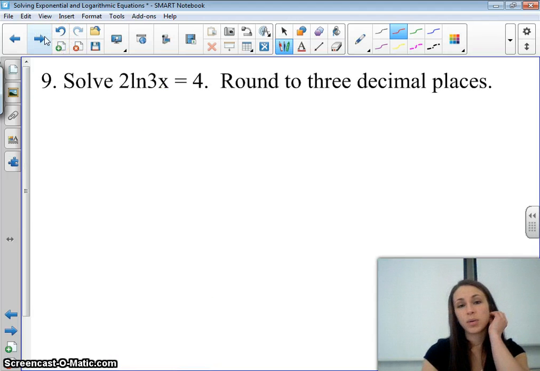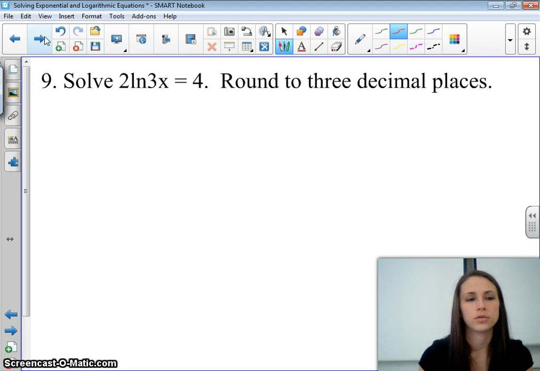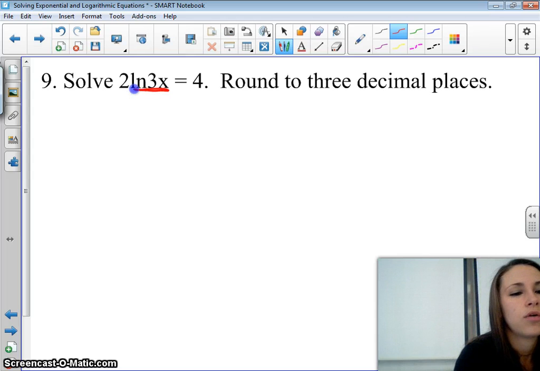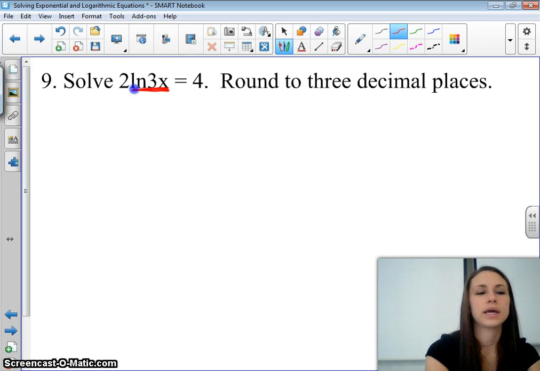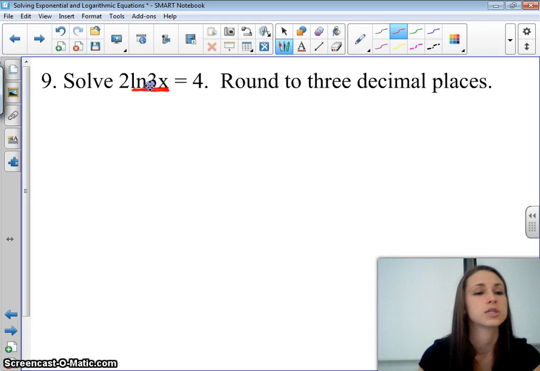Alright, number 9. I would pause this and try this one on my own if I were you, but after you try it, you click play and watch me do this one. So I'm going to try to get the ln by itself. So the first thing I need to get rid of is everything on the outside of the ln. The 3 is on the inside of the ln, so I can't get rid of this 3 until after I do the little snail and write it as an exponent.